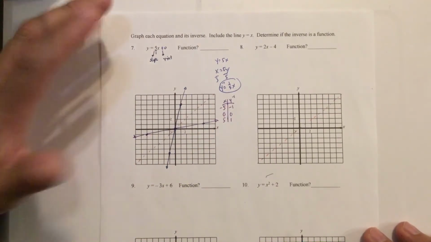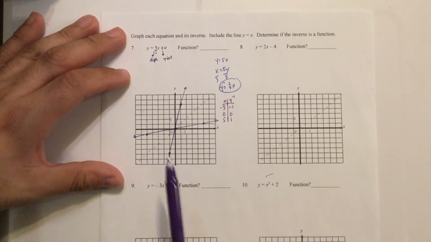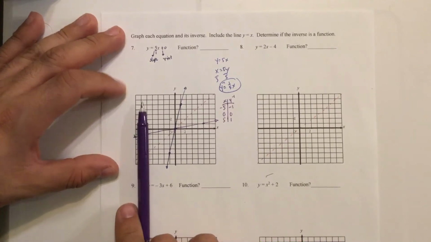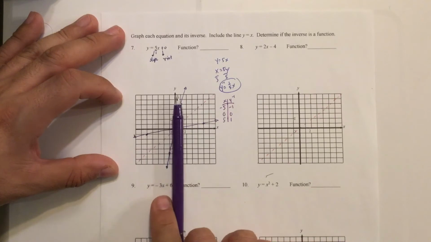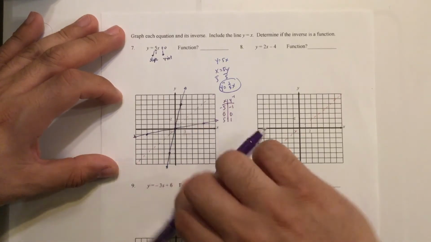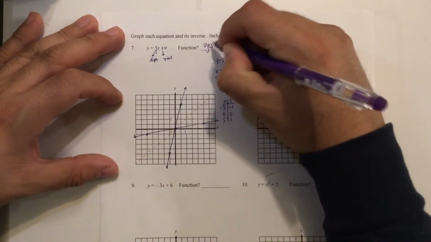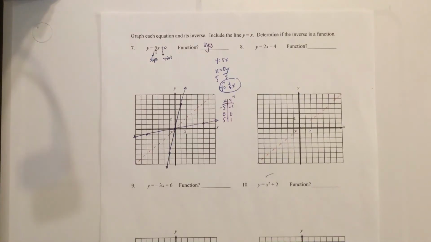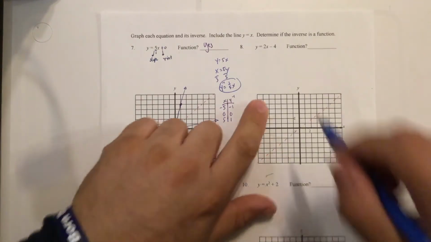Now, to prove whether it's a function or not, vertical line test. So I just take this and I move it across. Notice the purple line is only touched once every single time. So is it a function? Yes, it is. All right, for number 8, we'll go ahead and graph this.